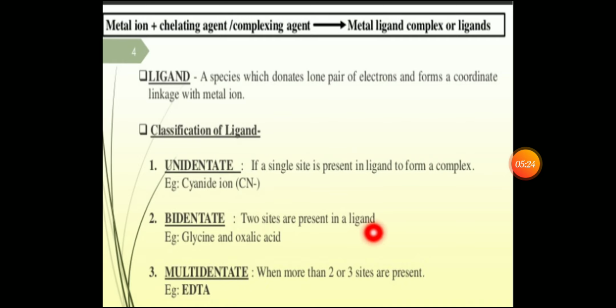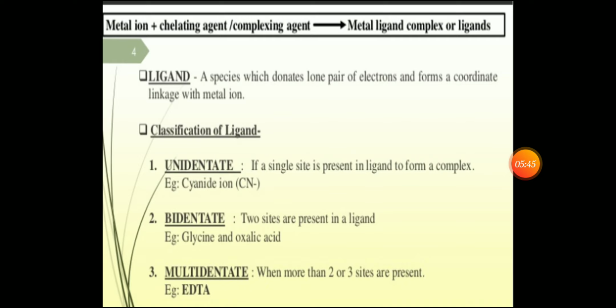Bidentate: two sites are present in the ligands. Example: glycine and oxalic acid. ये आप ध्यान रखो, ठीक है. यूनिडेंटेट आपको दिया रहता है, तो उसके बाद हमने साइनाइड अपना एग्जांपल है. देन बायडेंटेट इज द ग्लाइसिन और ऑक्सैलिक एसिड इज द एग्जांपल फॉर दैट. टू साइड्स प्रेजेंट इन बायडेंटेट for the shifting of the electrons.